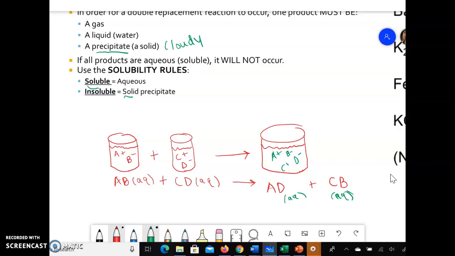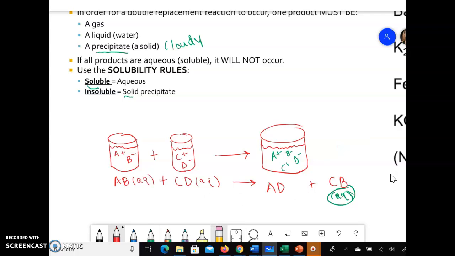Notice that nothing has changed. We started with two soups of floating ions. We ended with a soup of floating ions. They're just floating ions. Nothing has rearranged and nothing has formed something different. And so that is when we say it's a DNR, if both of the products are AQ. Don't worry about the reactants. We don't care about them. They're going to be AQ to start with. What we're looking at is if the products are still AQ.